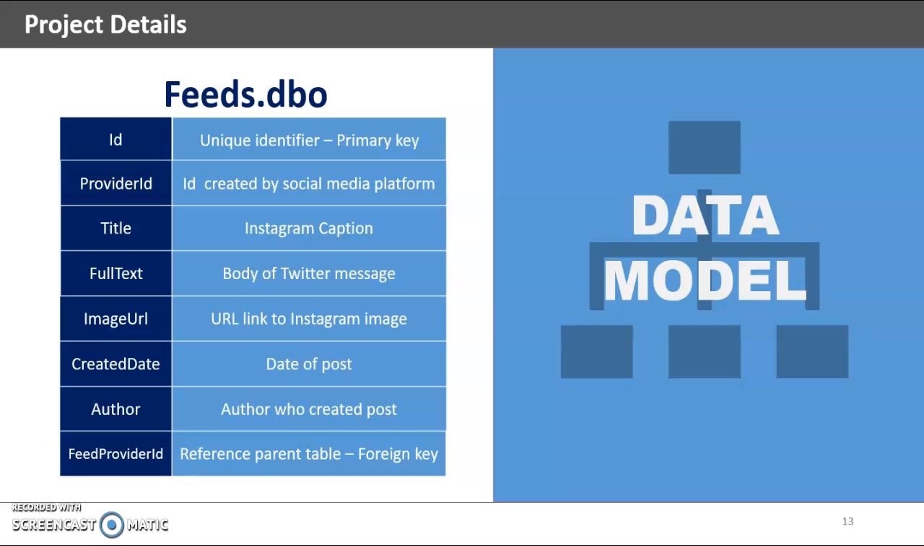Image URL is the link to the Instagram image. Created date is the date that the post was submitted to Twitter or Instagram. Author is the social media account holder who posted. And feed provider ID links to the previous table. It will have only 2 values, either 1 for Twitter or 2 for Instagram. Because of the link, this is the foreign key.